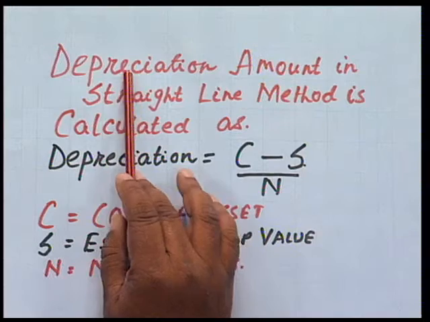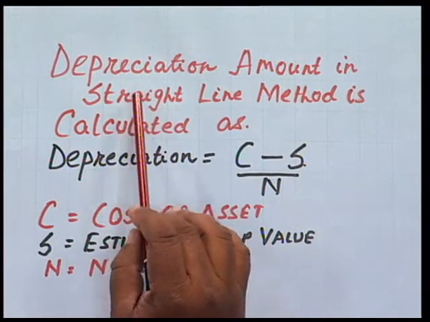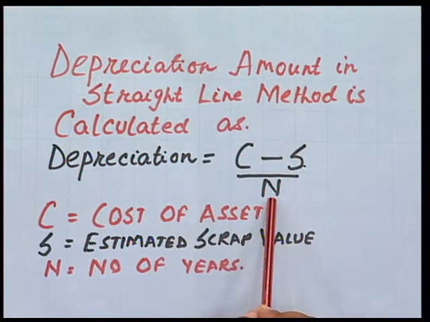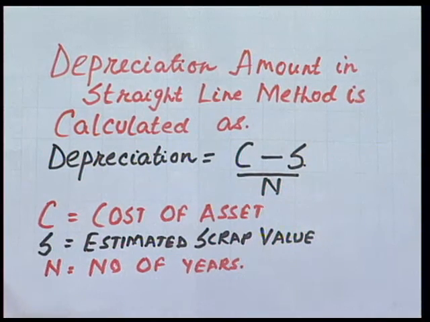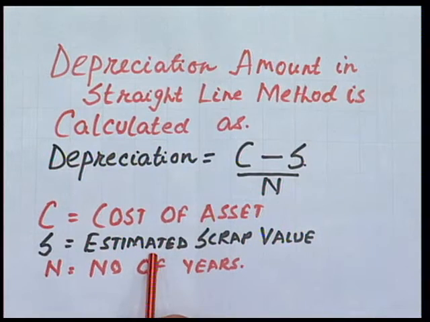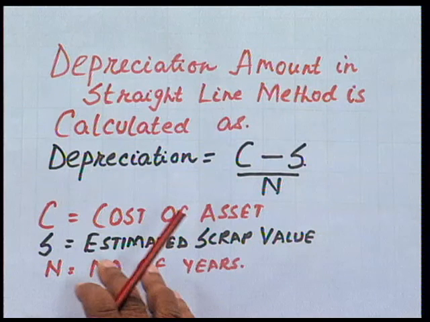The formula for calculating the depreciation under the straight line method is (C minus S) upon N, where C indicates the cost of the asset, S indicates the estimated scrap value. What is the scrap value? Scrap value is the value which is estimated to be realized after its useful life, and N indicates the number of years. Therefore, the straight line method assumes constant use of the asset.